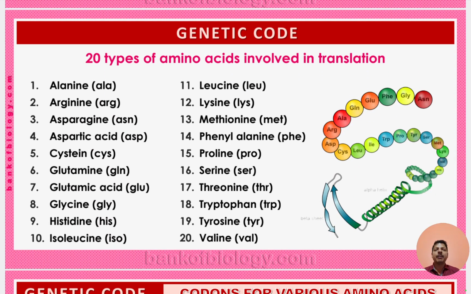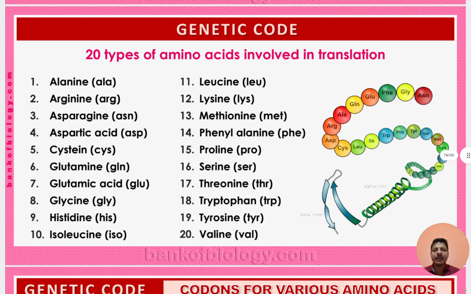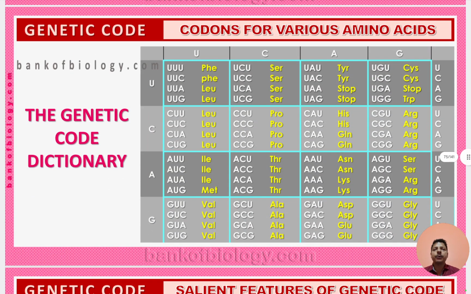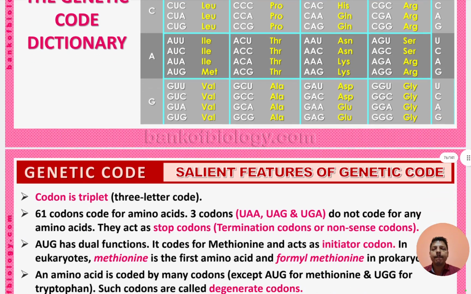20 types of amino acids are involved in translation. Here they are given: alanine, arginine, asparagine, aspartic acid, cysteine, glutamine, glutamic acid, glycine, histidine, isoleucine, leucine, lysine, methionine, phenylalanine, proline, serine, threonine, tryptophan, tyrosine and valine. The short names are also mentioned. Here is the genetic code, codons for various amino acids, the genetic code dictionary, as you can see. That is an important one.